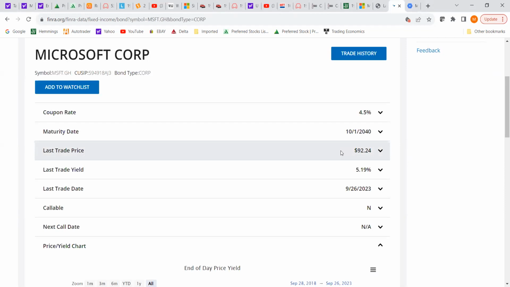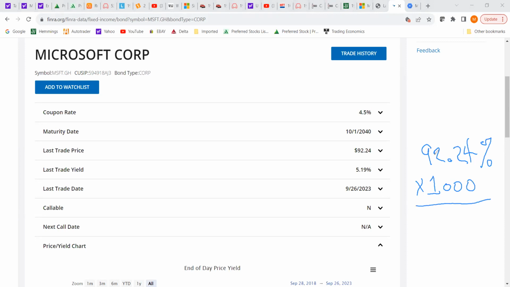So FINRA, who I'm actually going to call about this, is putting a $ sign in front of this quote, guys, and that is wrong. So I need to call them and tell them. So it's amazing what you see on the internet. These people are professionals to bring these prices to us. It's an investment-centric website, and people depend on this. So this is actually 92.24 as a quote. 92.24% of the par value.